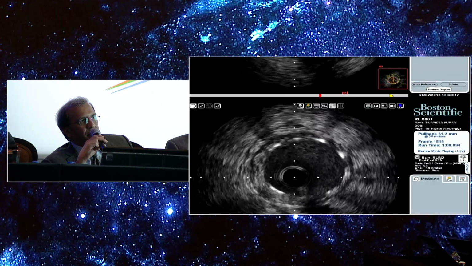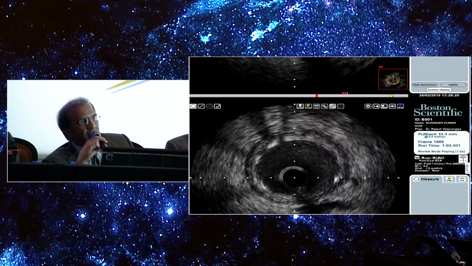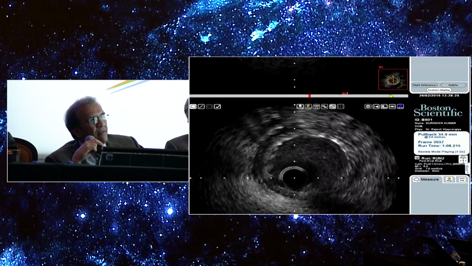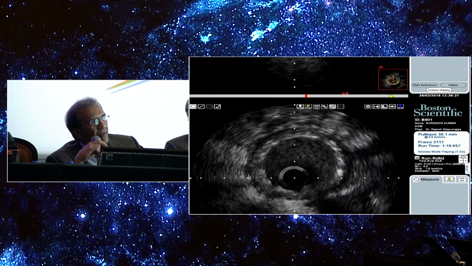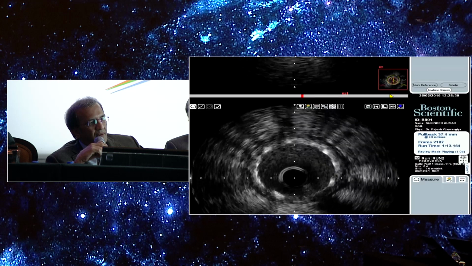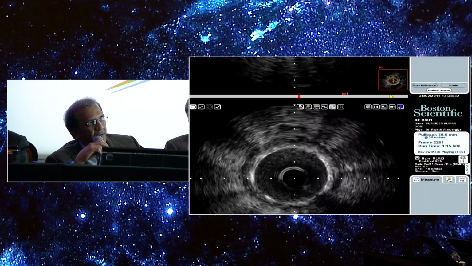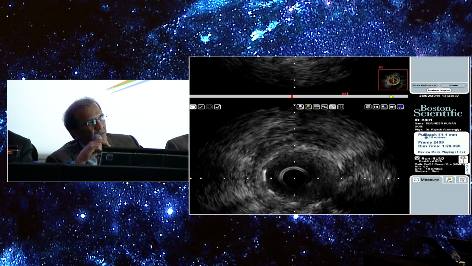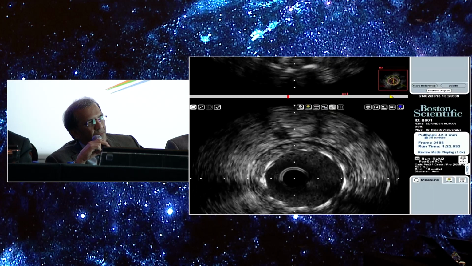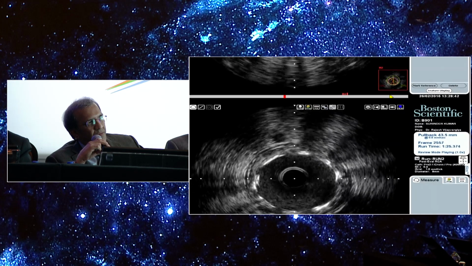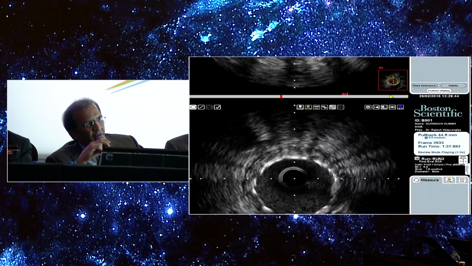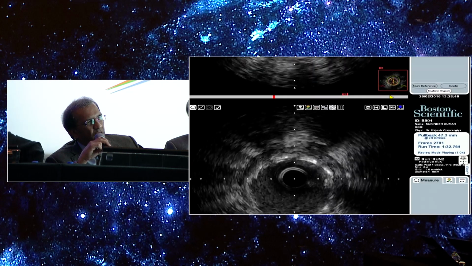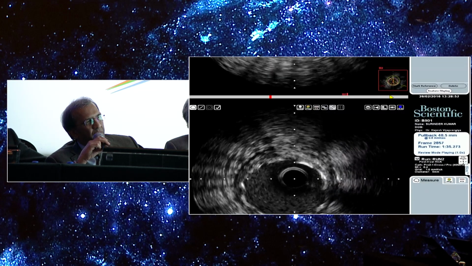But the question is, how do you define? I think this end result with the IVUS seems to be satisfactory. Any further comment? I think so far it's been well expanded and well opposed, but just the very proximal part of that.